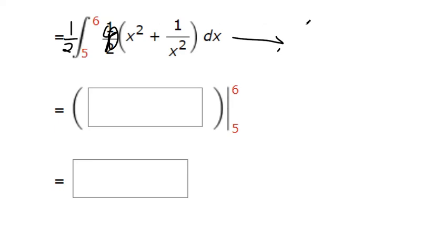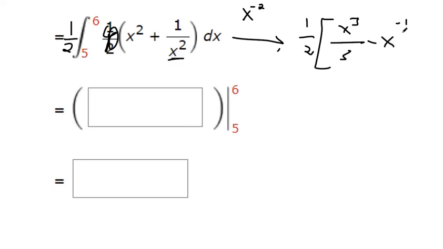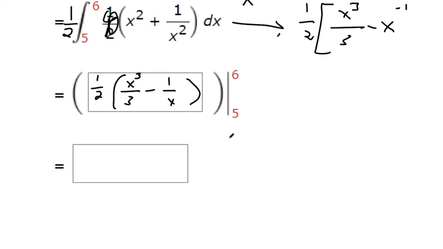So the antiderivative of x squared is x to the third over 3. And then the antiderivative of 1 over x squared, that's x to the negative second, so when you take an antiderivative, the power goes up by 1. We also need to make sure we get the same result if we were to take a derivative. So that's the antiderivative of this term. You can check because the derivative would turn back into this. So that's what they want here. They want 1/2 times x to the third over 3 minus 1 over x, which is the same thing as x to the negative first. And then they just want us to evaluate that limit from there.